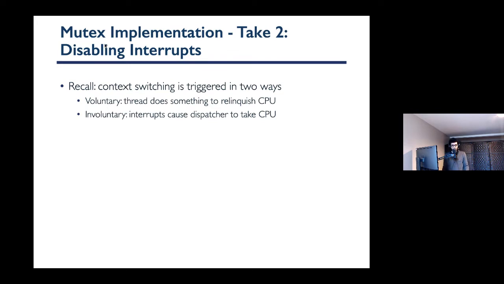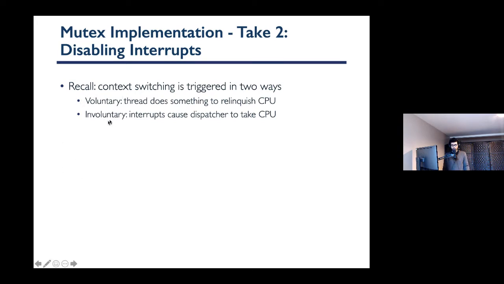So how can we actually do these two? How can we disable these two in a uniprocessor? So the voluntary one is easy. Well, don't call yield. When you enter your critical section, make sure that you don't call yield. You don't exit, for example, right in the middle of your critical section. So don't do any of those. Don't relinquish the processor. So that's easy.